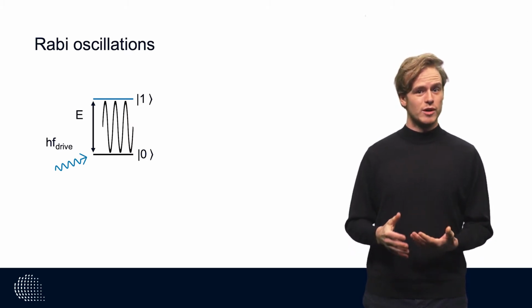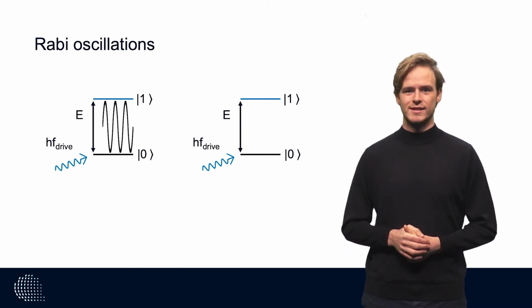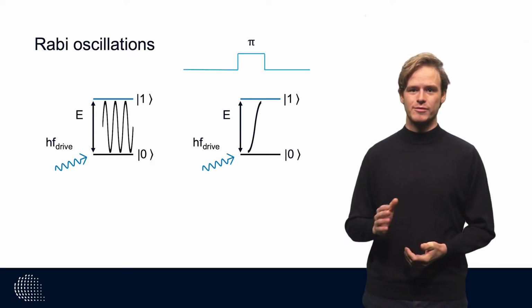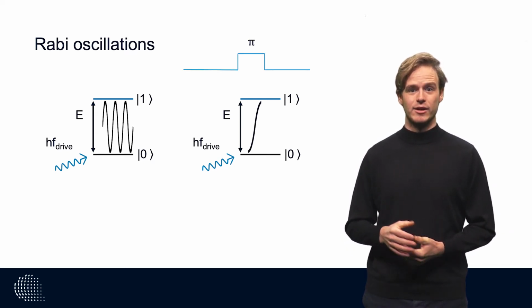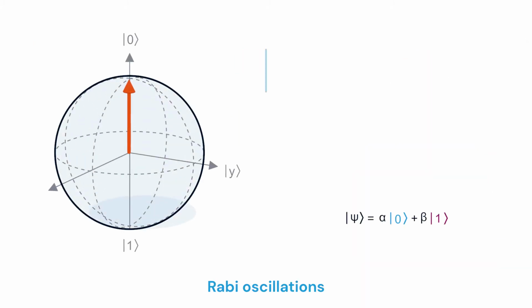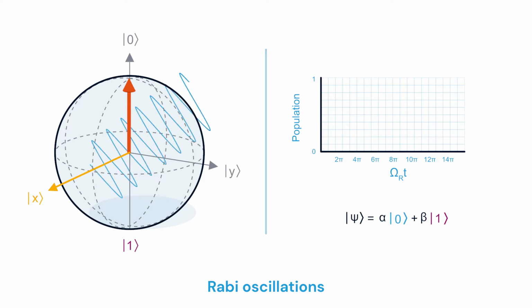For instance, if we want to perform an X gate to flip the qubit from the 0 to the 1 state, we should apply an electromagnetic pulse of exactly half a Rabi wavelength. In other words, a pi pulse. On the Bloch sphere, Rabi oscillations can be seen as rotations around the x or y axis, dependent on the phase of the applied field.